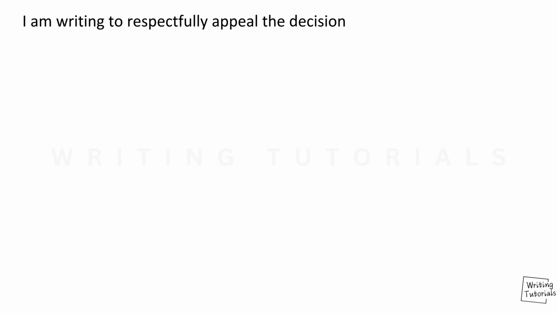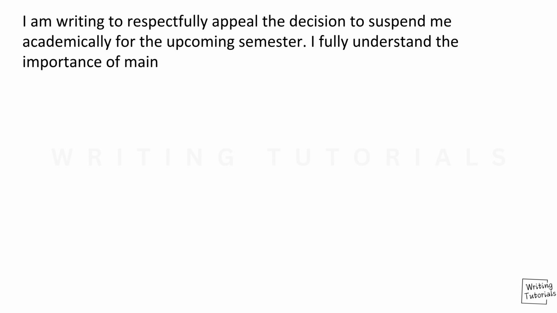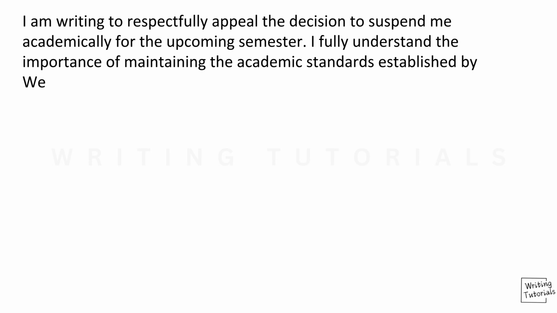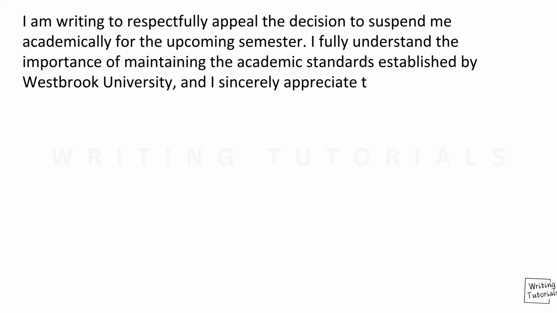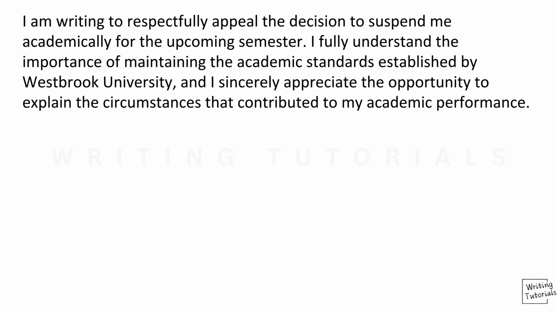The opening paragraph clearly states the purpose of the letter while showing respect for the university's academic standards. This is important because the committee wants to see that you understand the seriousness of the suspension and are approaching the appeal professionally. Here's the sample. I am writing to respectfully appeal the decision to suspend me academically for the upcoming semester. I fully understand the importance of maintaining the academic standards established by Westbrook University, and I sincerely appreciate the opportunity to explain the circumstances that contributed to my academic performance.